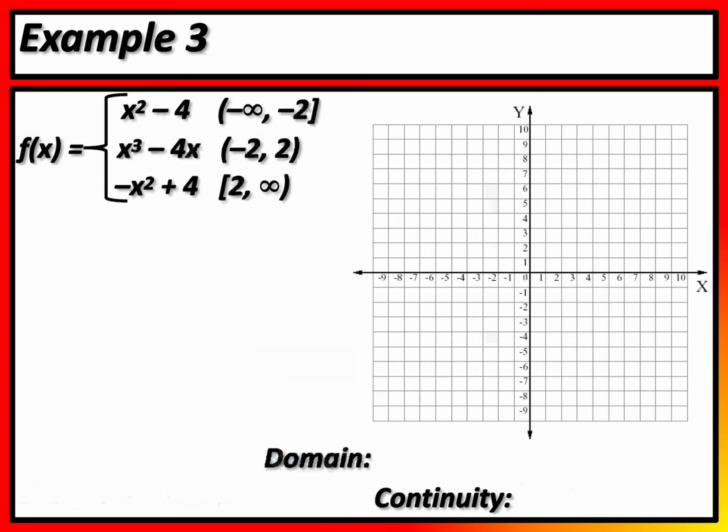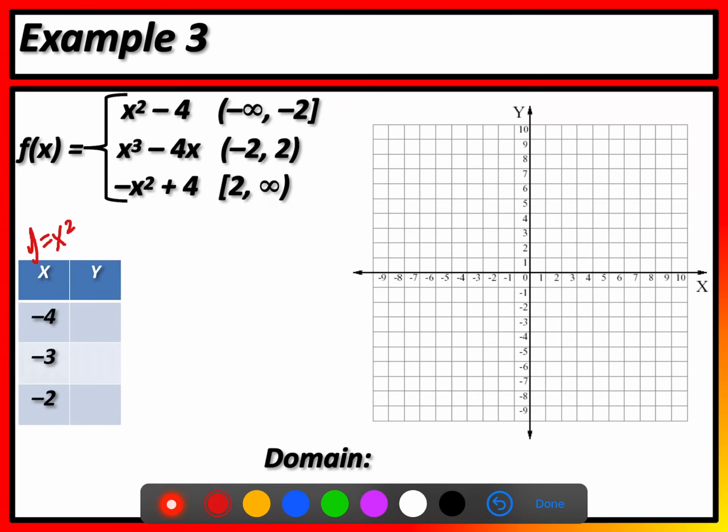Okay, let's try one more. Again, three pieces of function. I have two quadratics on the end, and I have a cubic in the middle. For y = x² - 4, negative infinity to -2, and this is going to be a closed circle, which means it's included. Plugging those in and plotting my points, I get a little piece of a parabola.